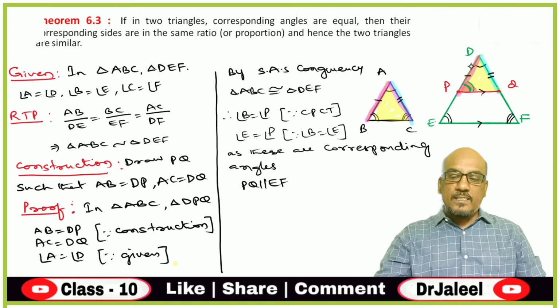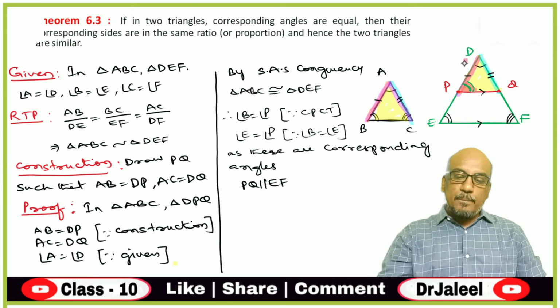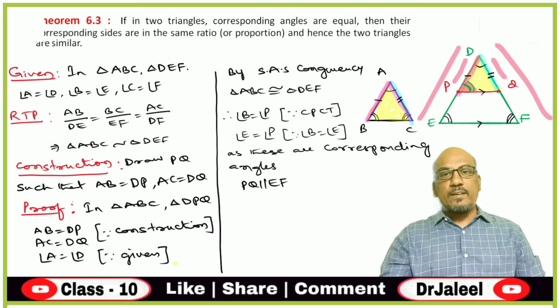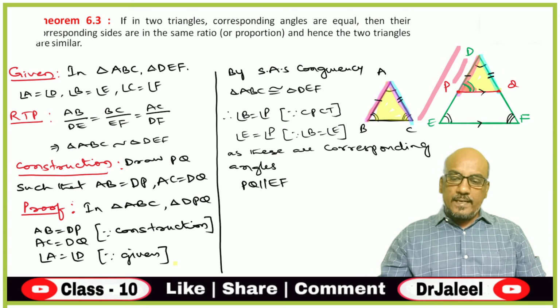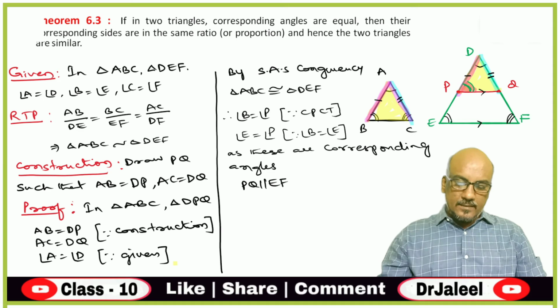BPT, basic proportionality theorem, is part by part is equal to part by part. But the corollary of basic proportionality theorem is part by whole is equal to part by whole. Otherwise you can write whole by part is equal to whole by part also. Meaning part of the line by whole line. So now let us write it.